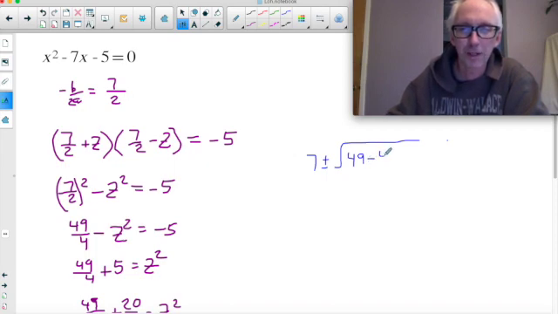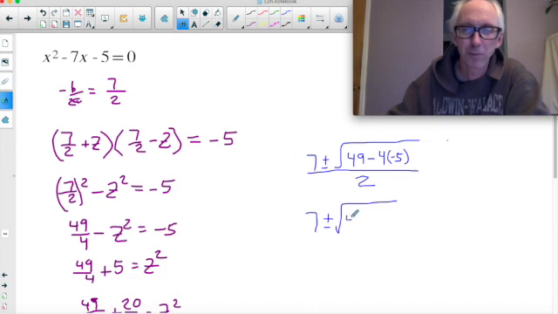Minus 4 times a, which is 1. Don't write times 1. That's silly. All right, so I don't need to write times 1. And then times c, which is negative 5. All over 2a. And a is 1, so that would be 2. All right, then you want to simplify what is inside the square root. So the minus 4ac part, you got to be careful about signs. A negative and a negative is a plus.